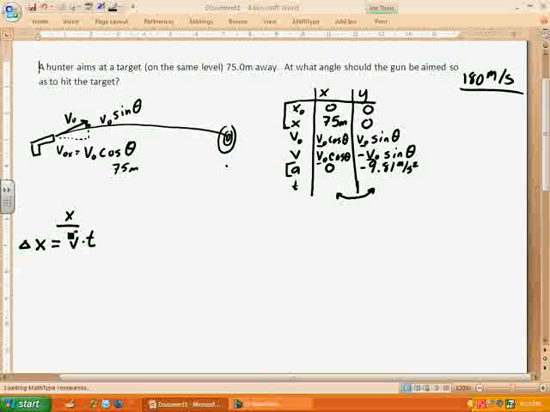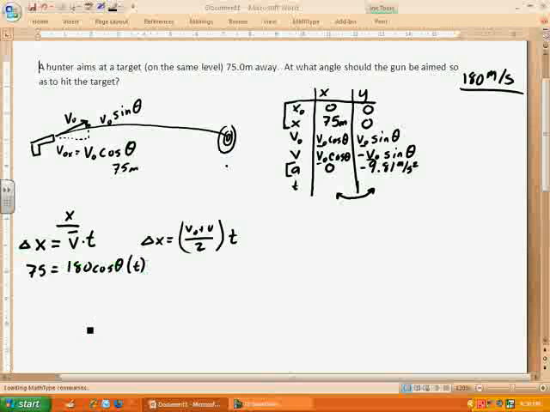We still use it. You may have seen it look something like this: delta x equals (v naught plus v) over 2 times time. That's the way that we have seen it in class, but since those velocities are both the same thing, when you add them together and divide by 2, you just get the same thing that you started with. So let's go ahead and write that out. The change in position for x is 75, which is going to be equal to the average velocity, which is going to be 180 cosine of theta, and then that will be multiplied by the time.